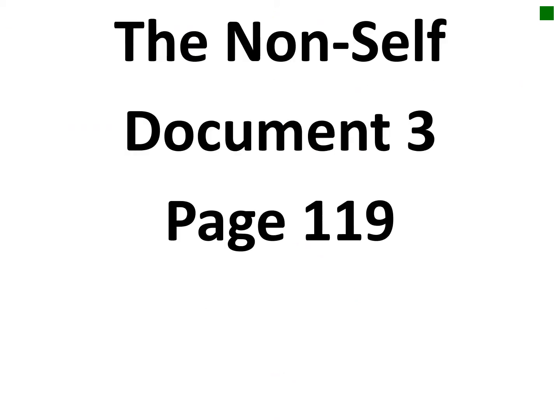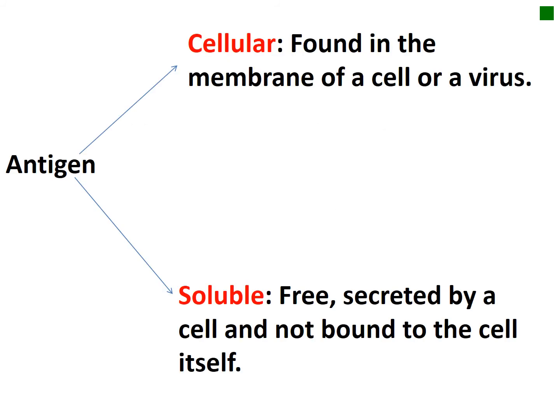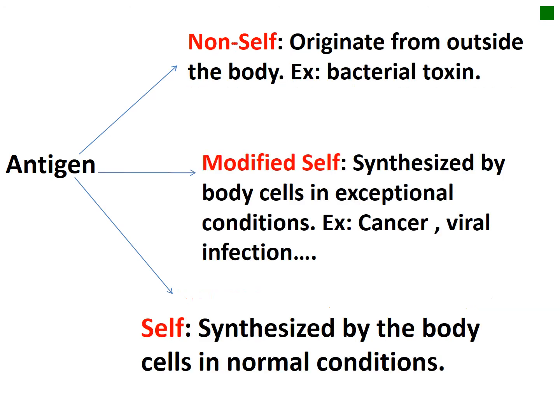The non-self, document 3, page 119. Antigen may be cellular antigen or soluble. Cellular, from its name, is found in the membrane of a cell or virus. Soluble is free, secreted by a cell, and not bound to the cell itself.